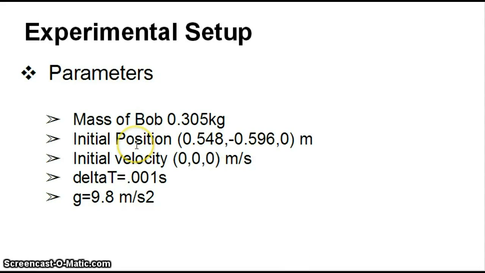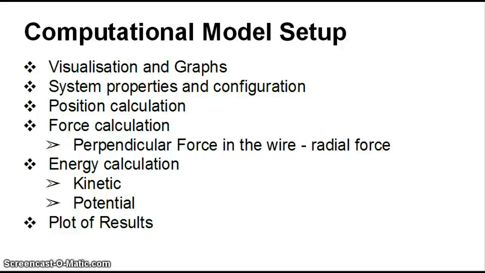The initial position and the initial velocity are extracted directly from the tracker data. The mass of the bob was a given from the site that I mentioned previously. The broad sections of the VPython are shown here. Of particular interest is the force calculation within the loop's main body.